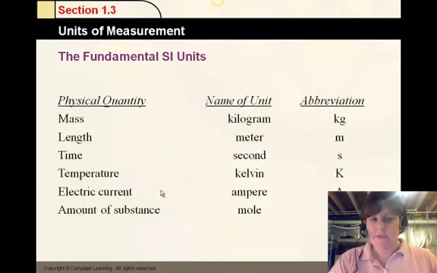These are the SI units. I know you're all familiar with these. We don't really use electric current of amperes very much, although in electrochem towards the end of the year we will. But mostly we're focusing on mass, length, volume, and temperature. And of course, amount of a substance in moles. Remember, the abbreviation for mole is MOL.